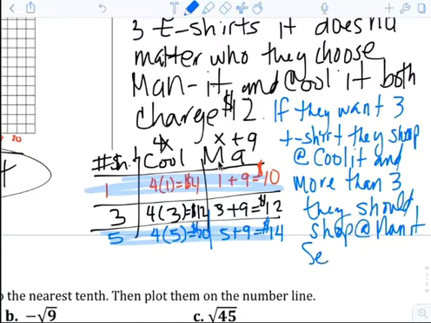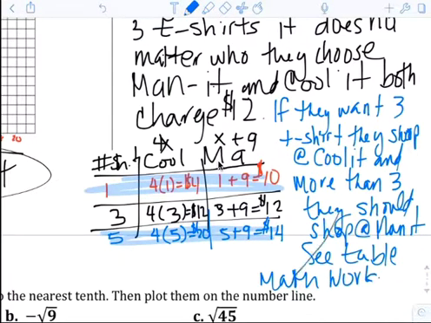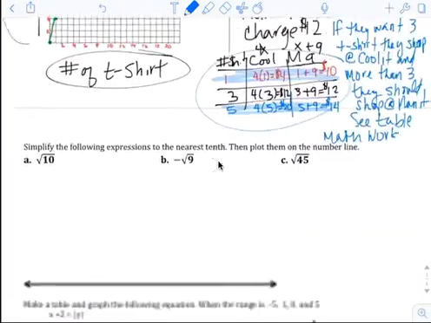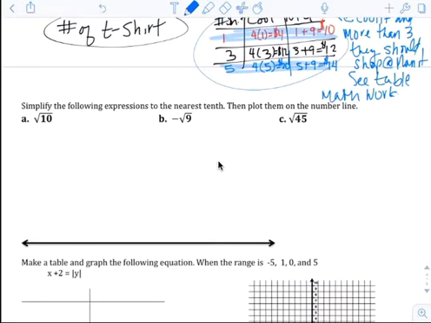See table for the math work. You need to put that down. Alright, you need to explain all this and make sure you have a table to explain that. Okay, this one. Oh yes, love this one, right?